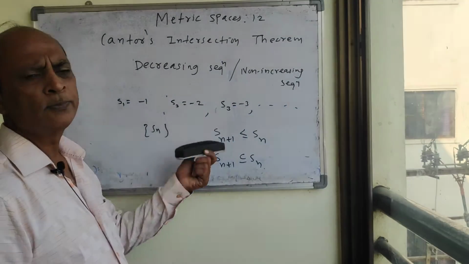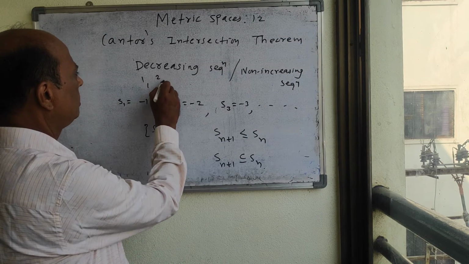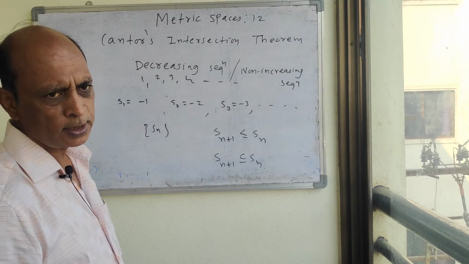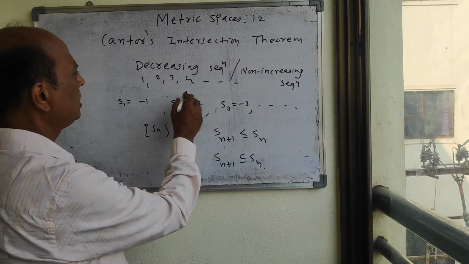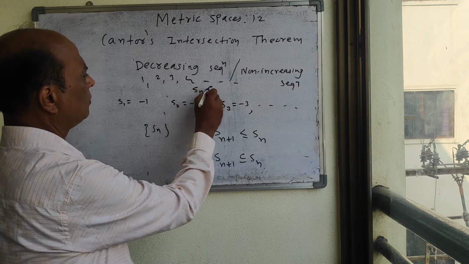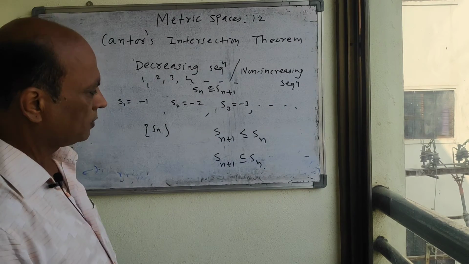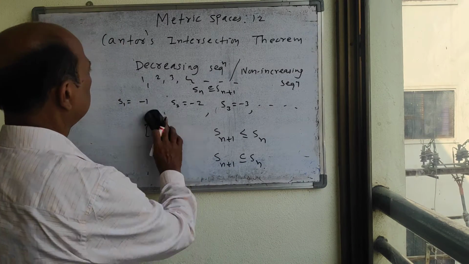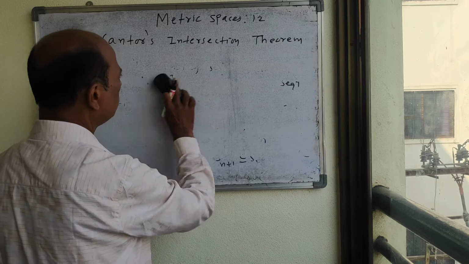A similar concept holds for an increasing sequence. That is, if we take 1, 2, 3, 4, and so on, this is an increasing sequence. It means the next term is greater than the first. So in this case, Sn is a proper subset of Sn plus 1. So these are some concepts of decreasing and non-increasing sequences.